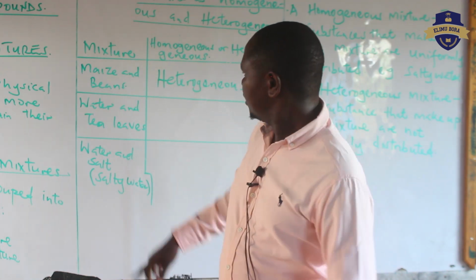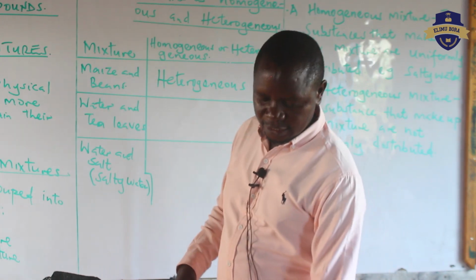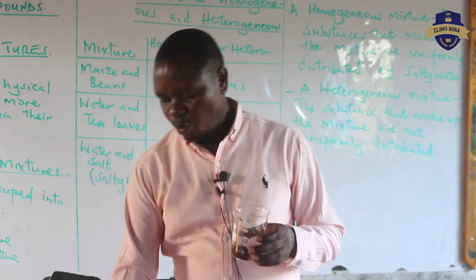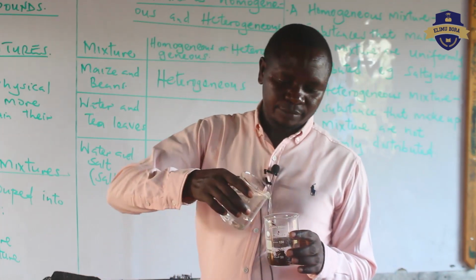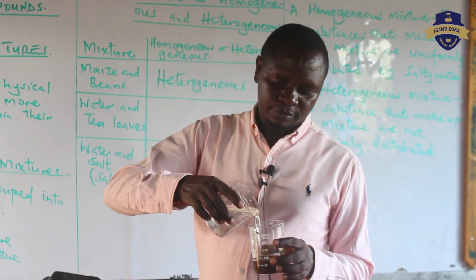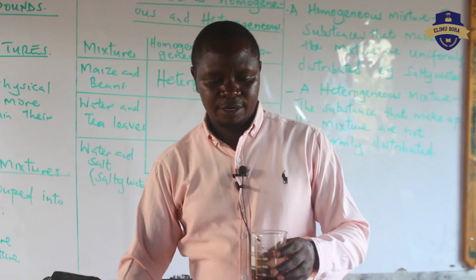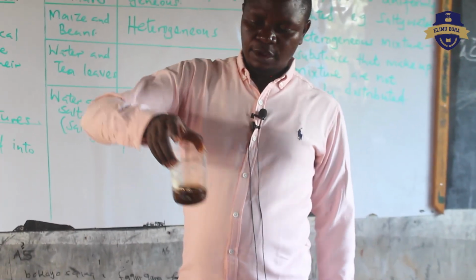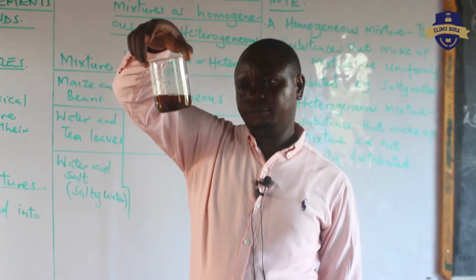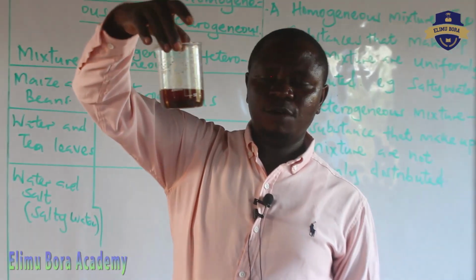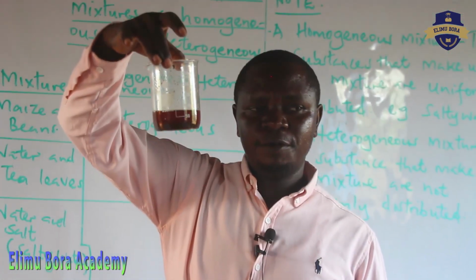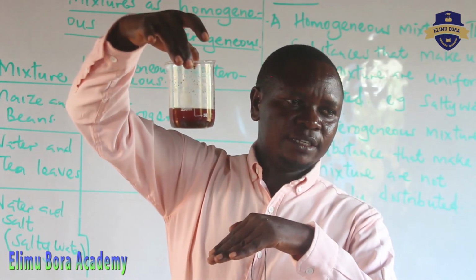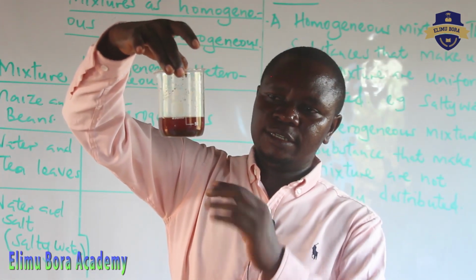Next one, water and tea leaves. So this is the tea leaves. We add what? Water. Then we shake. We leave it to settle. What do you observe? We are having two layers. At the bottom part is what? The tea leaves, which is in solid state.